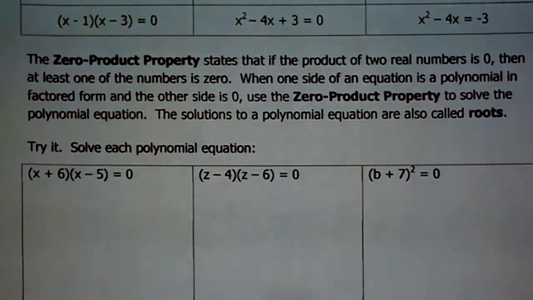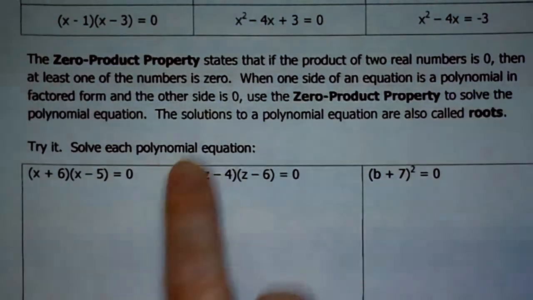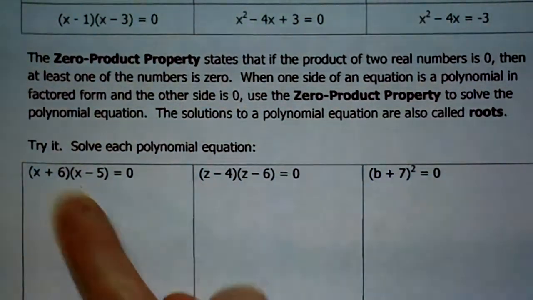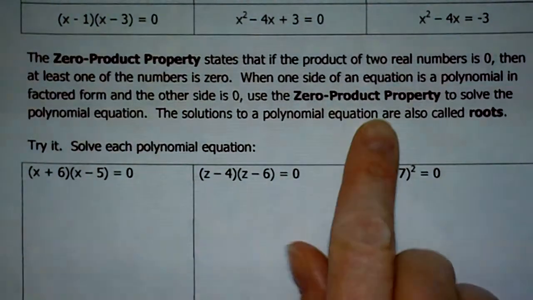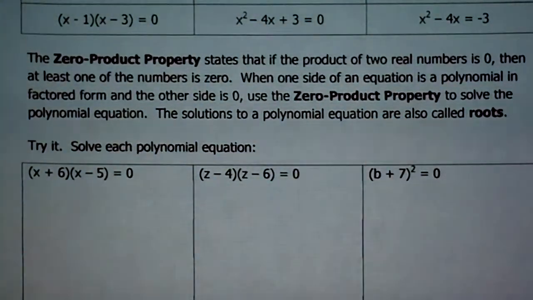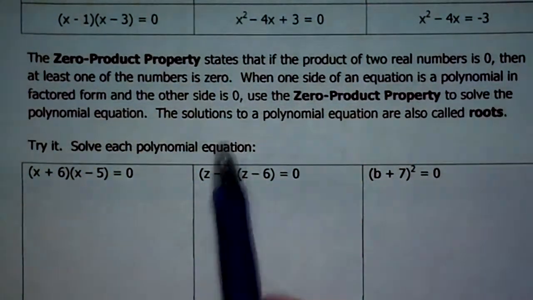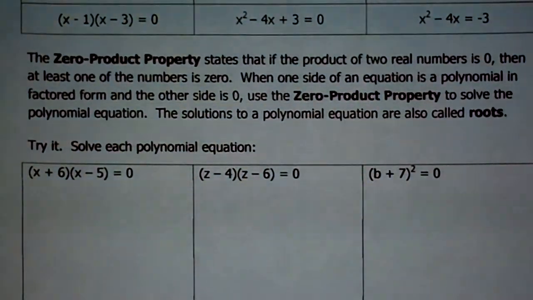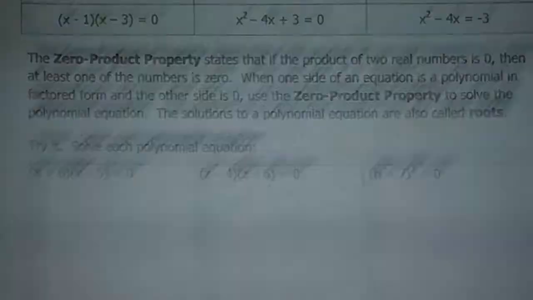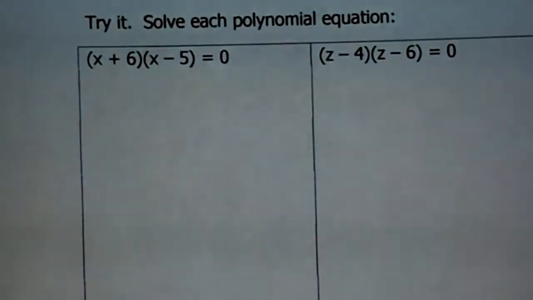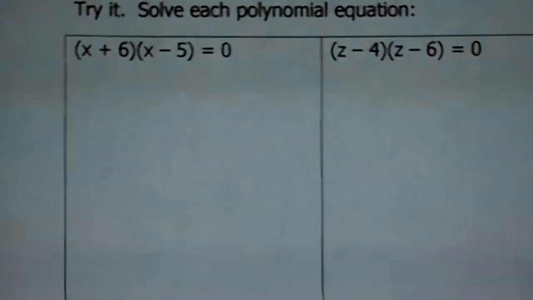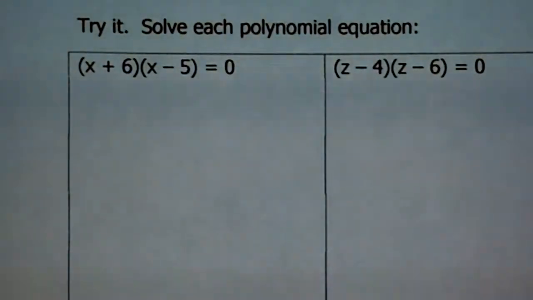You never know. But when one side of an equation is a polynomial in factored form, like this, and the other side is 0, you can use the zero product property to solve the equation. And I know that you've heard of roots before, but a new use of the word root is it's a solution to a polynomial equation. It's called a root. Okay, so let's try solving some of these. There's a couple on this page. There's just a few more on the last page. I want to make sure I give you a nice variety of examples to solve so you're not just solving one kind and not seeing what else they can look like.